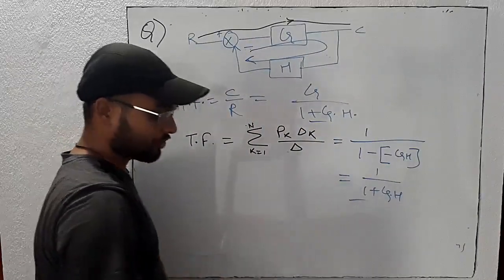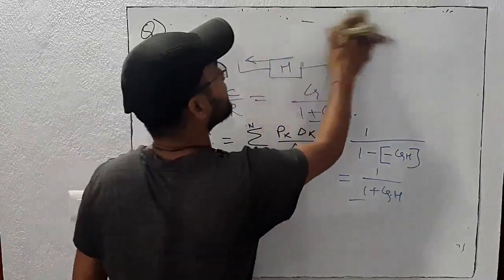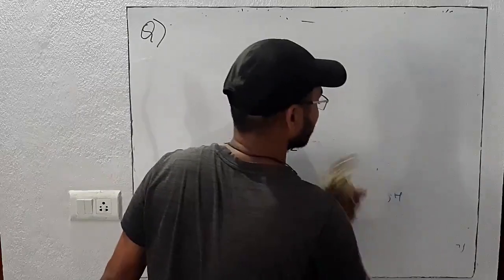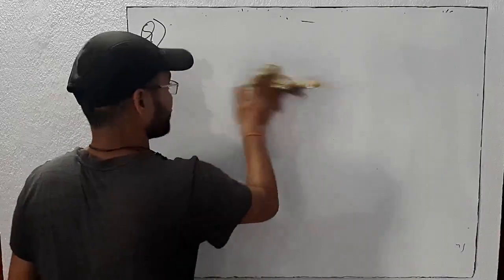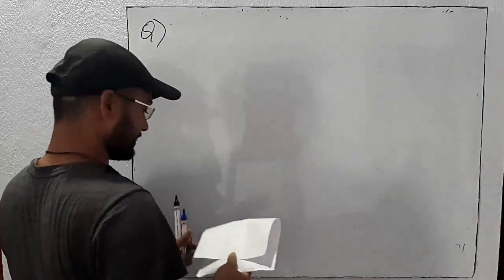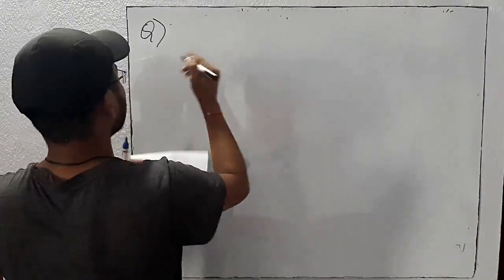So using Mason formula, block diagram reduction is very easy and takes very little time. So in a GATE exam, if a block diagram question comes, we can solve it within a minute. So let's take another example of a block diagram question only.